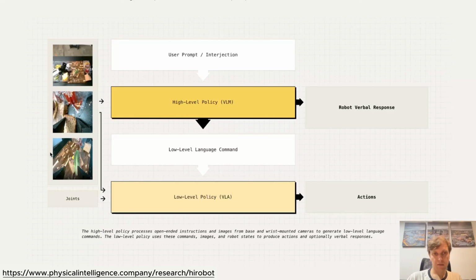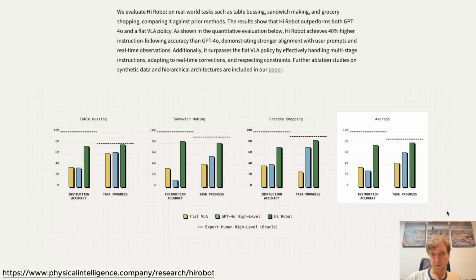So this system looks at the images, and then the high-level policy, system 2 in this case, takes the prompt and the current images to, first of all, generate some verbal response, which is also nicer because you can communicate with the robot now, but also generate the low-level language command that goes to the VLA. And then the VLA policy also accepts joint positions and the same pictures and predicts the actual actions that control the robot. I would also recommend you read the paper and see that this approach improved results on different tasks.